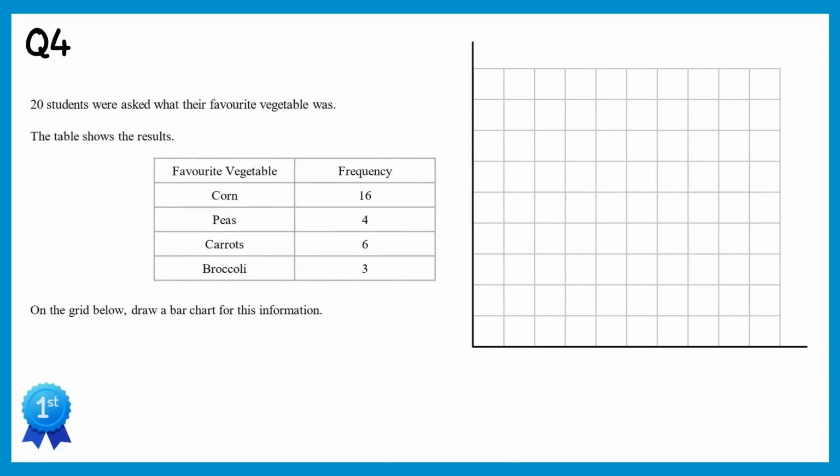For this question we need to draw a bar chart. Notice the highest frequency is 16, so we'll do a scale that goes from 0 to 16. To do this on this diagram you'll need to go up in twos. So 0, 2, 4, 6, 8, 10, 12, 14, 16. We also need to label the bottom axis, so this will be the different types of vegetable. So we've got corn, peas, carrots, and broccoli.